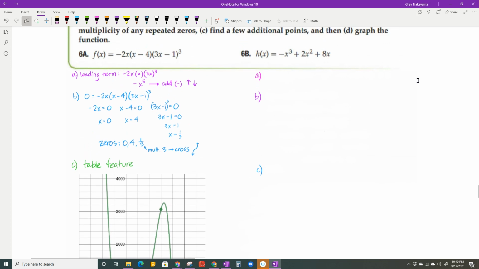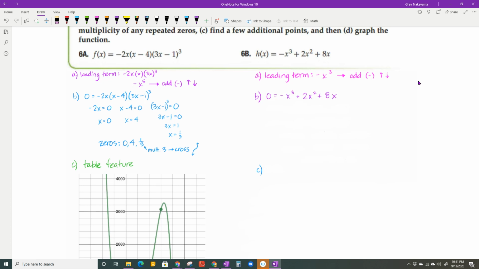All right, last one. H of x equals -x cubed plus 2x squared plus 8x. So first off, leading term. Well, that was easy in this case because my leading term is, of course, -x cubed, and that is odd and negative. So I'm going to have the same up, down. Okay. Now I'm going to set it equal to 0.